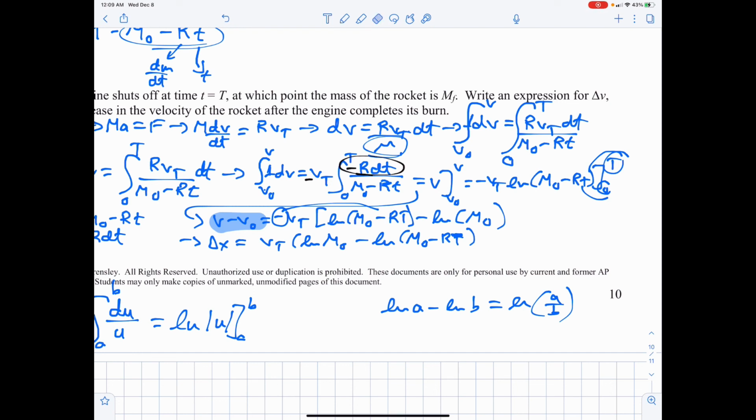So I wrote delta x for some reason, delta v. So then finally, delta v is going to be equal to vt times the natural log of m naught over m naught minus rt.